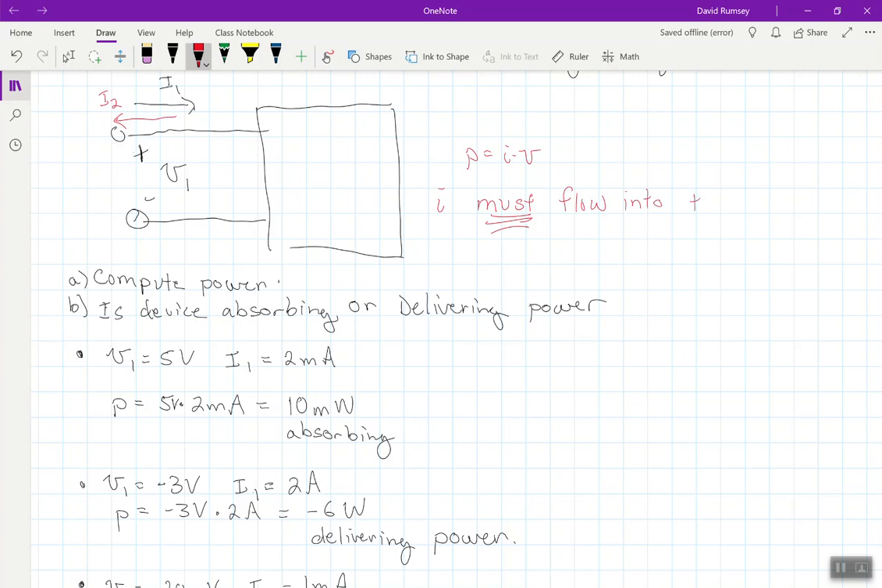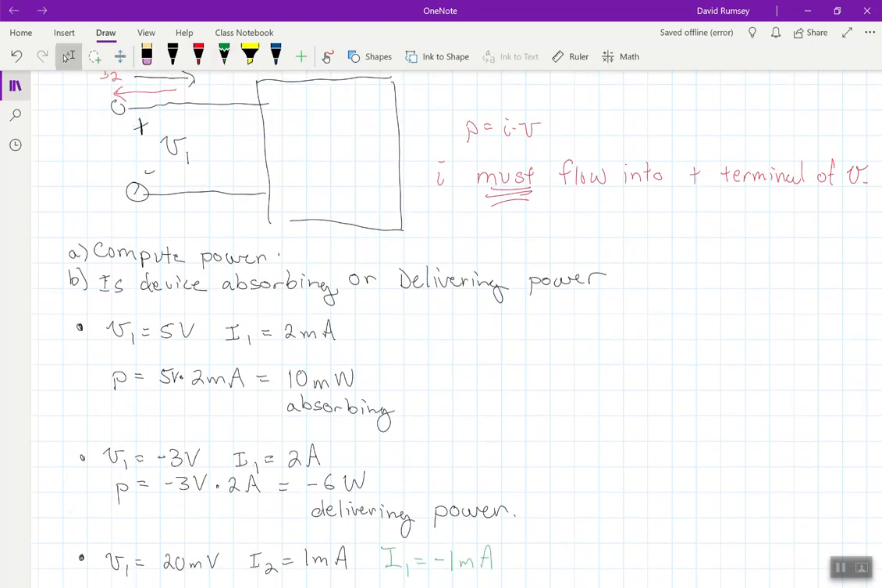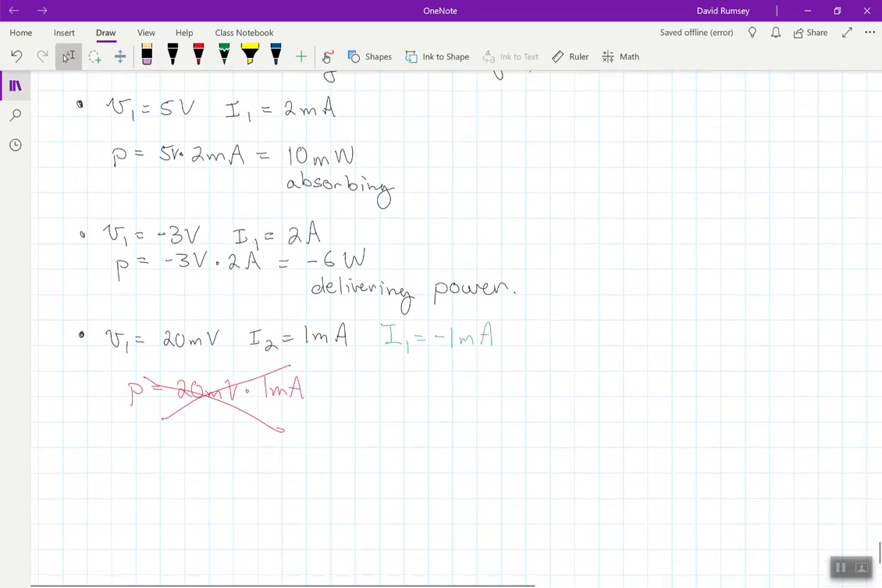I must flow into the positive terminal of the voltage. But if I look at what's going on here, this I is not going into the positive terminal of the voltage. In fact, it's leaving the positive terminal of the voltage. But that's not a big deal. I1, of course, is going into the positive terminal. And we can clearly see that I1 is simply going to be negative 1 milliamp. Because remember, we can simply flip the direction of the current, and it becomes negative, and we can always flip the direction of the current to get the correct value for it that we need for our equations.